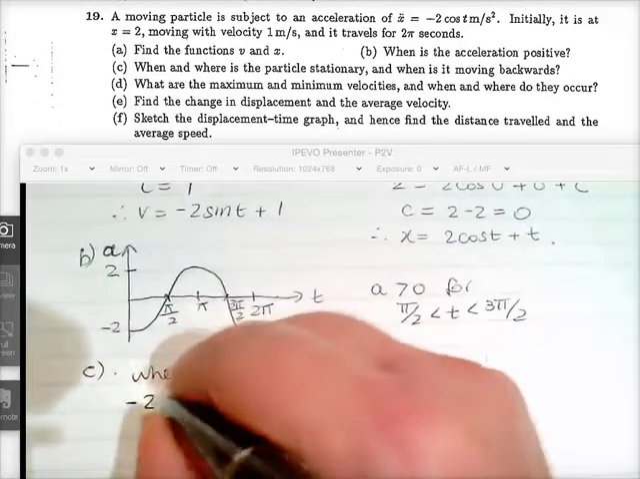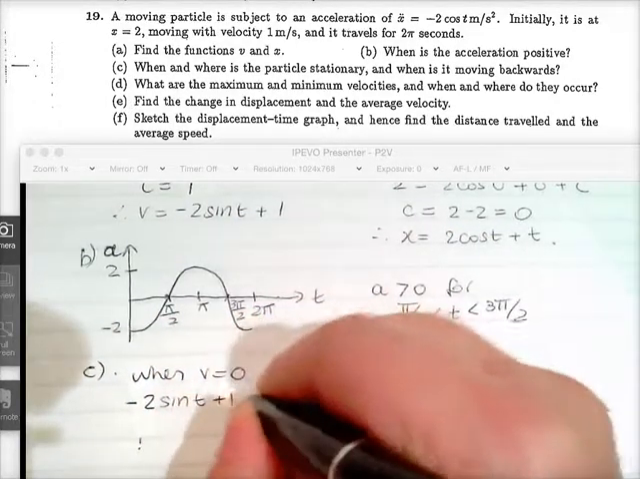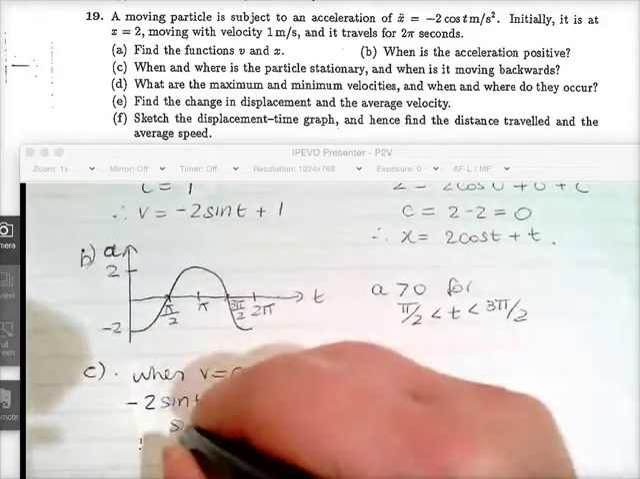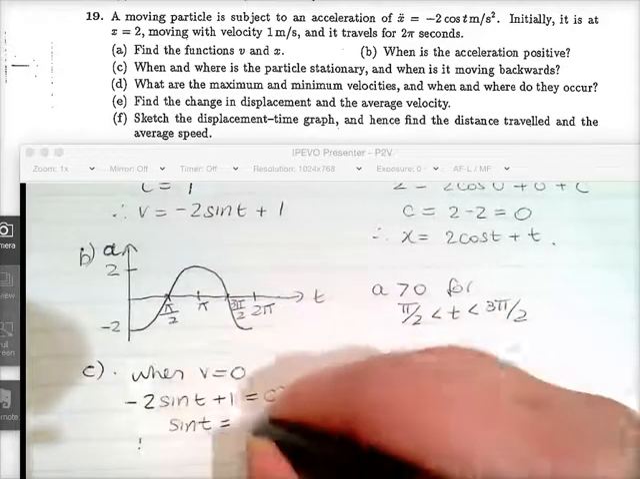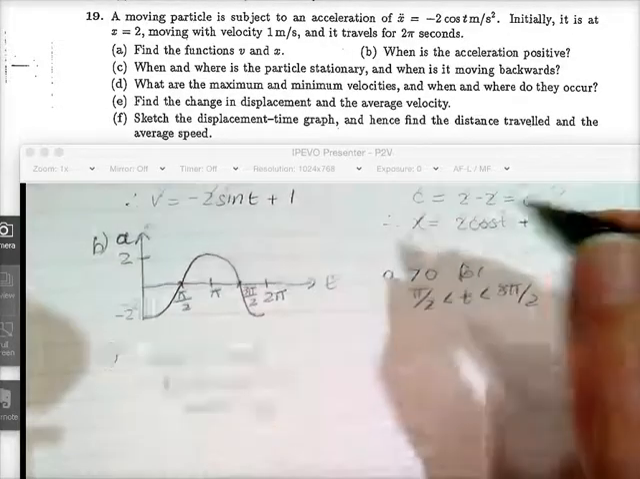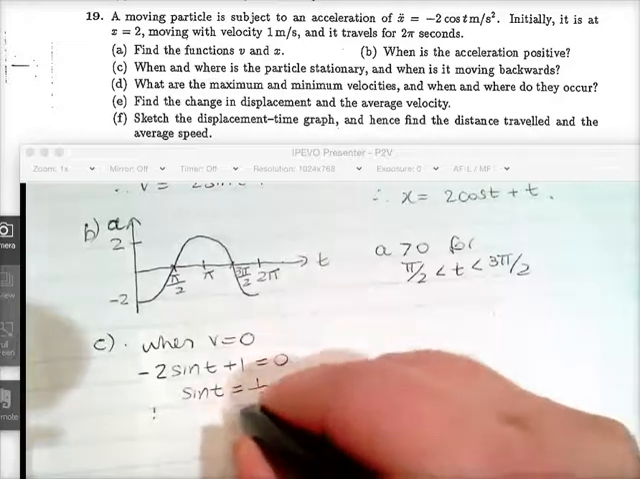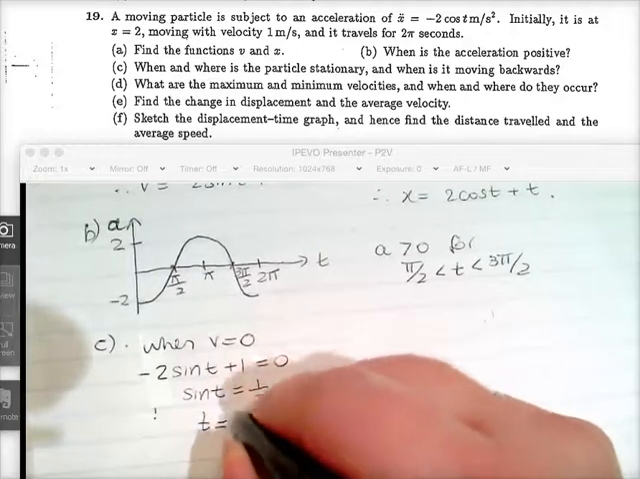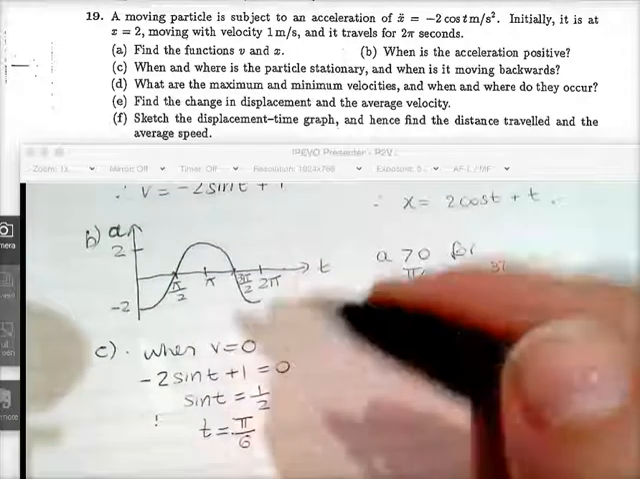So we've got negative 2 sine t plus 1 is 0. Therefore, sine t is negative 1 over negative 2, which is a half. And it's quite easy to solve. We know sine 30 is a half, or pi on 6. So therefore, t is pi on 6.